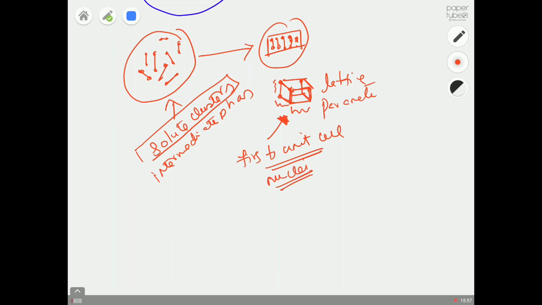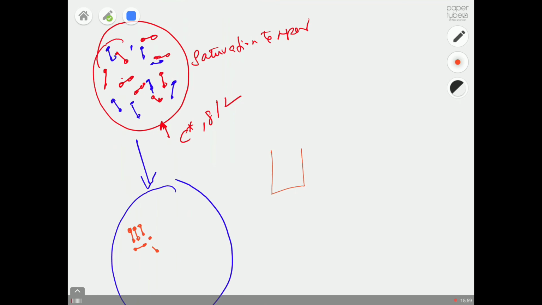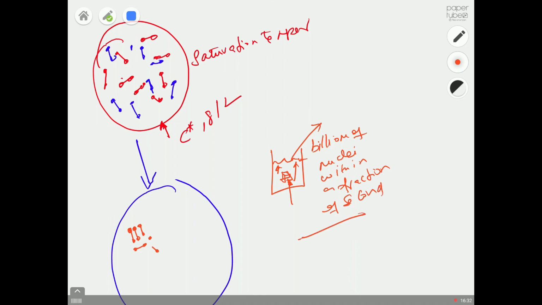Once you form the first nuclei, just imagine you have your clear solution, and just like magic, out of nowhere the solution turns turbid. This one nuclei is more than enough to trigger the solution from clear to cloudy, which means you will form millions and billions of nuclei within a fraction of a second. This is what we call primary nucleation.